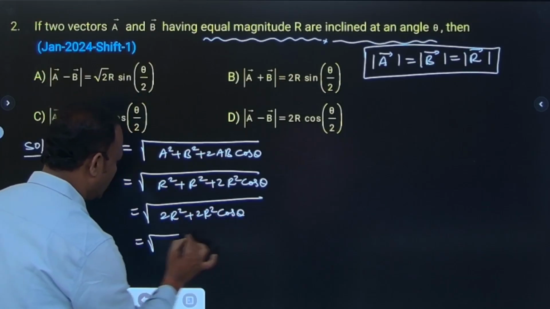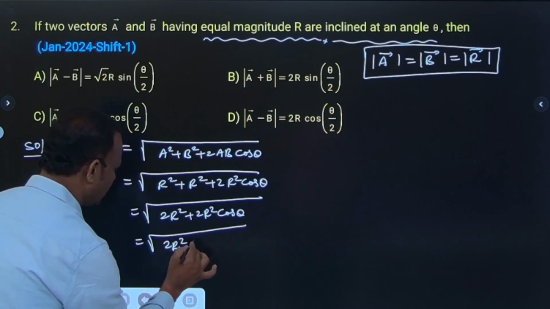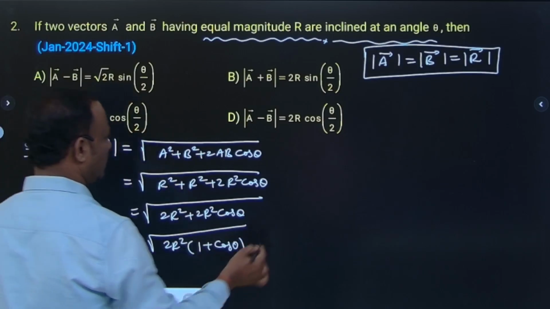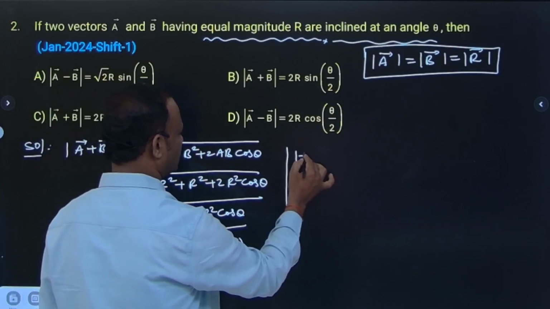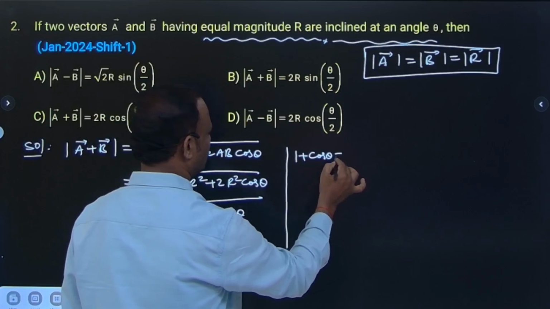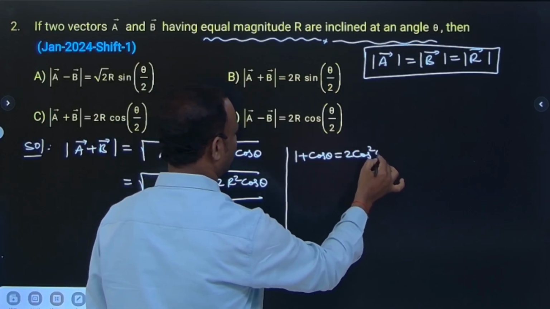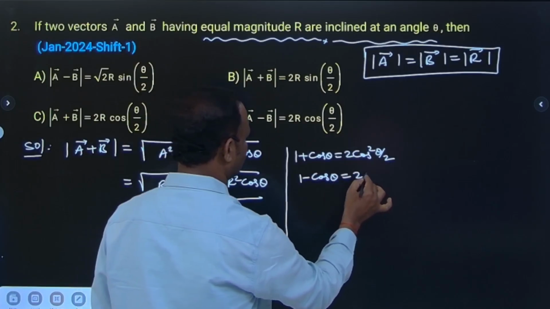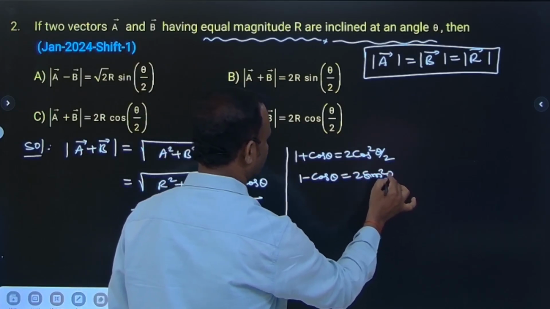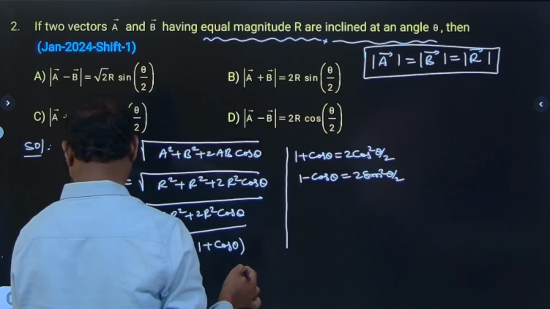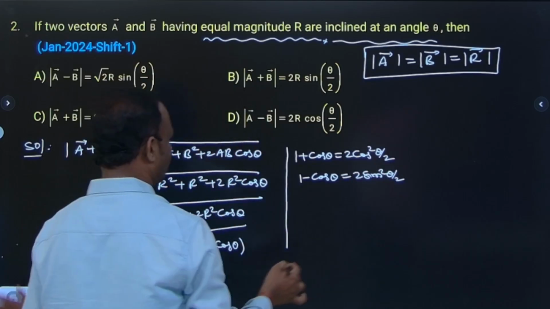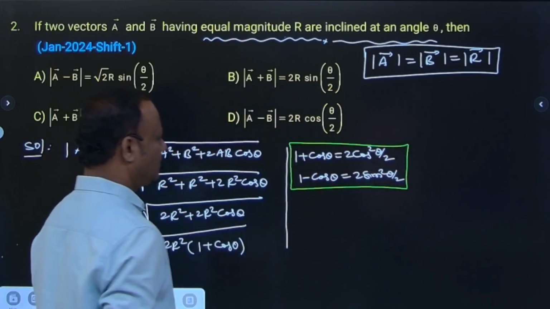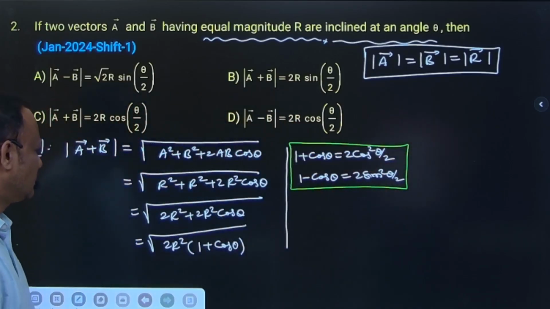This is equal to the square root of 2r square times common, 1 plus cos theta. Do you know this? 1 plus cos theta is equal to 2 cos square theta by 2, and 1 minus cos theta is equal to 2 sin square theta by 2. Just keep these two formulae, 1 plus cos theta and 1 minus cos theta, in mind for problem solving.